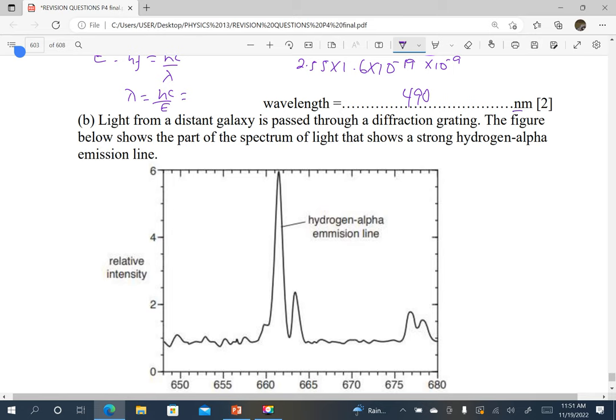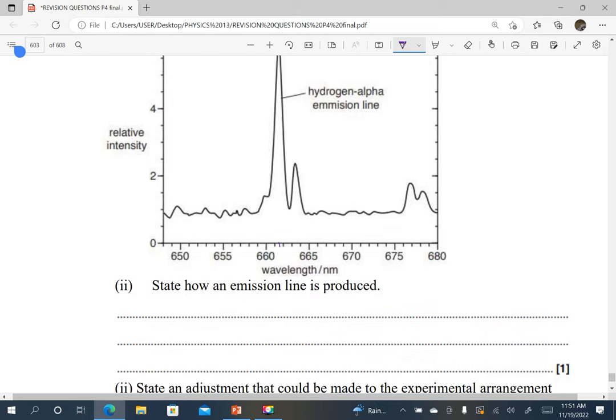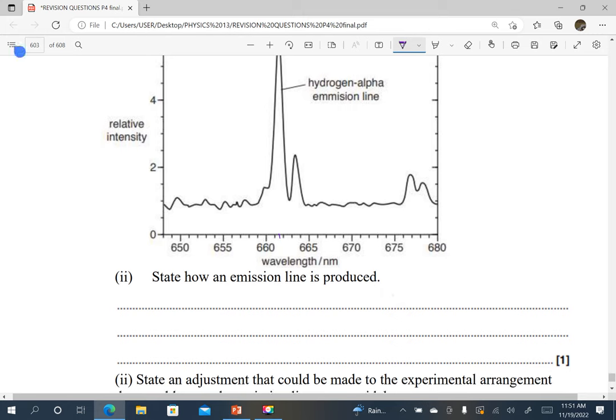So we see a hydrogen alpha emission line, which has relatively the highest intensity, and it is occurring at this wavelength there, which is, I think, in the middle of this. That is 661.5. State how an emission line is produced. Of course, emission is a transition from high energy levels to lower energy levels. Since it is just one mark, I would just say an electron makes a transition.